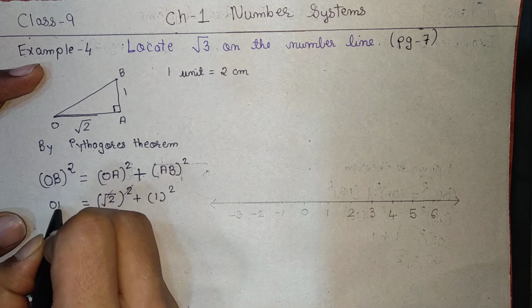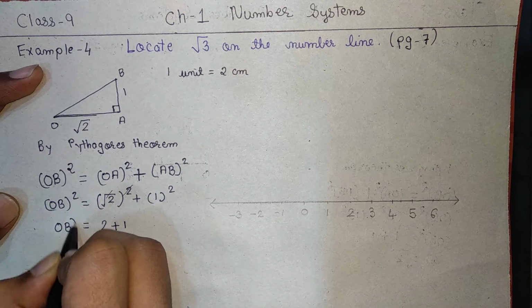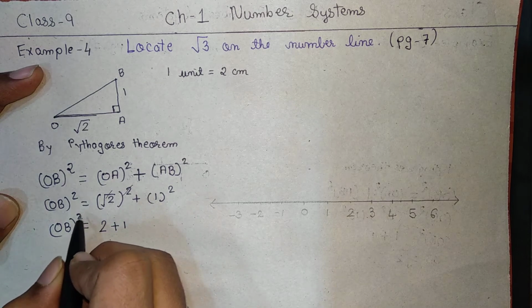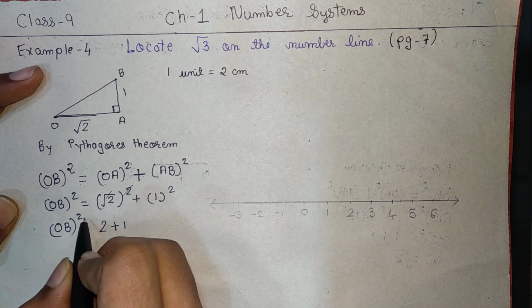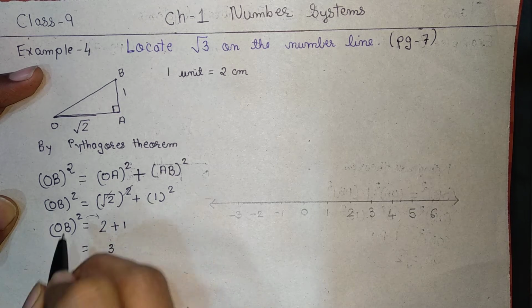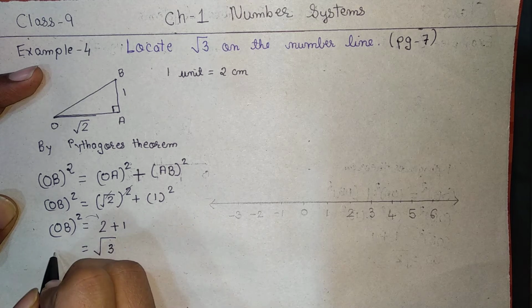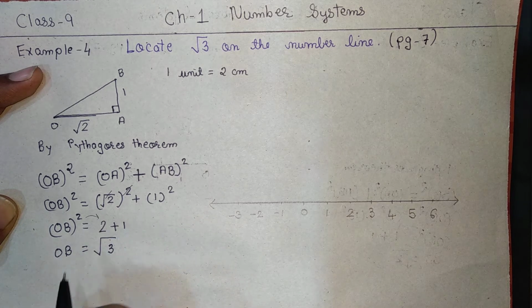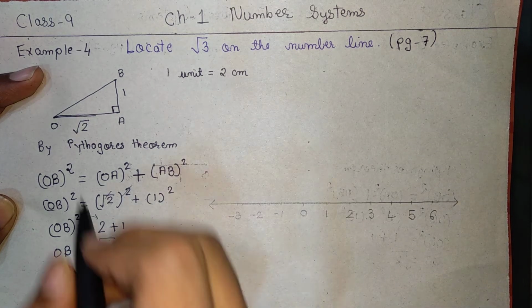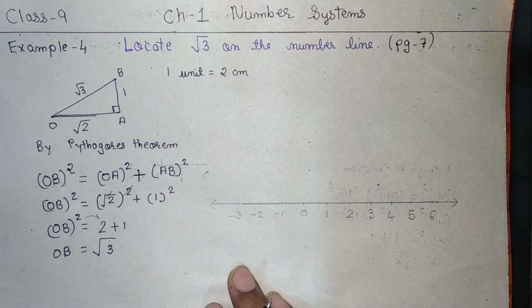And this is OB square again. Now if you want to remove the square, it will come under root, so 2 plus 1 is 3, and the square goes to the right-hand side as a root: OB equals root 3. So now we got OB as root 3.